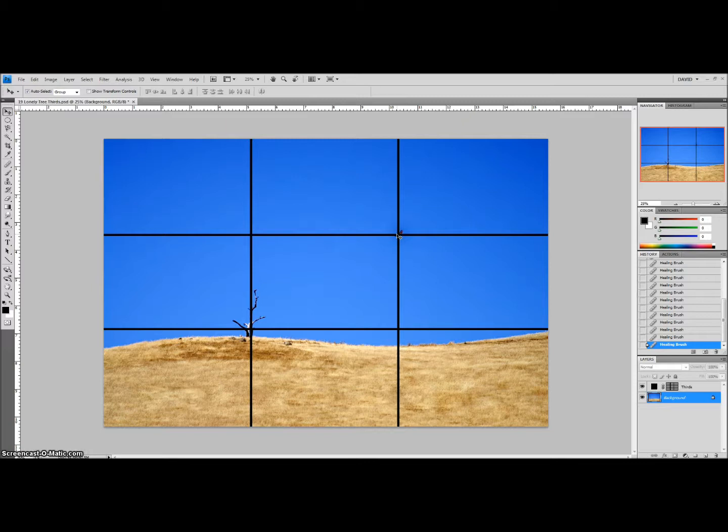At any rate, what you can see here in this grid, the basic principle we're talking about: land bottom third, tree at this third crossing, red-tailed hawk at this third crossing. This grid is the rule of thirds.